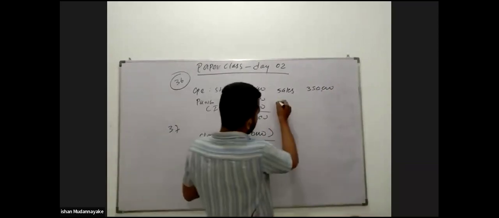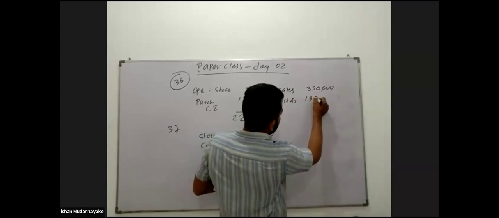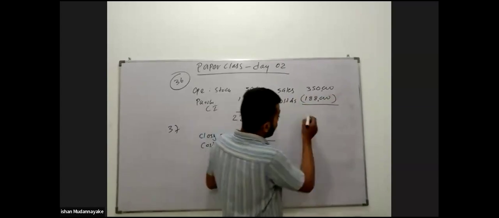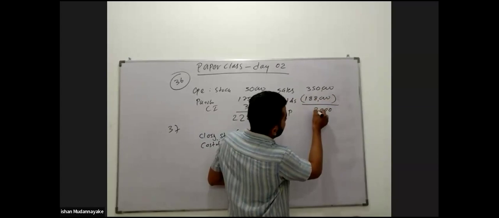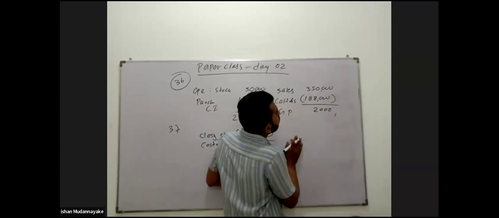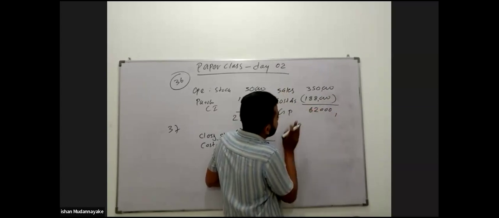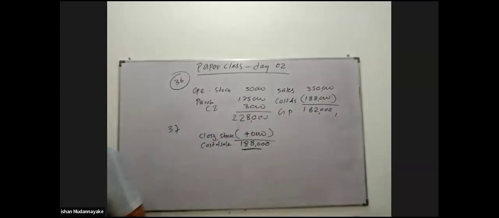So sales minus cost of sale, 180,000. Then gross profit, how much? Gross profit is 162,000, the gross profit of the business.